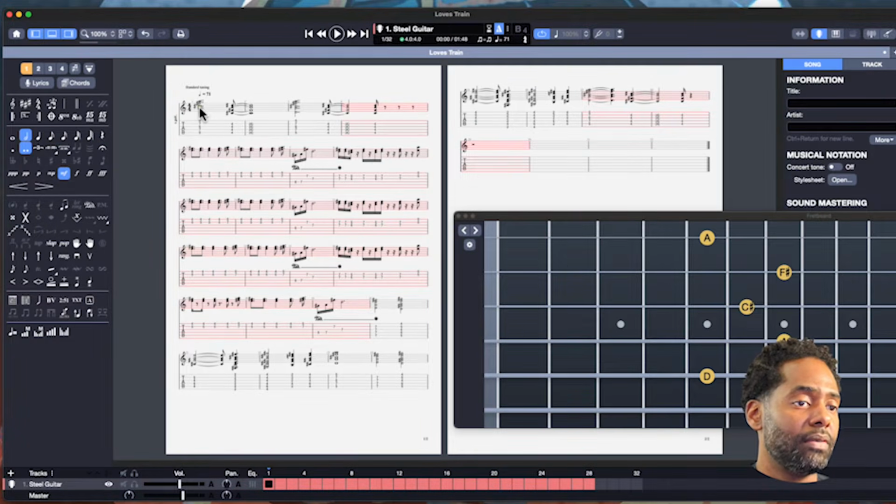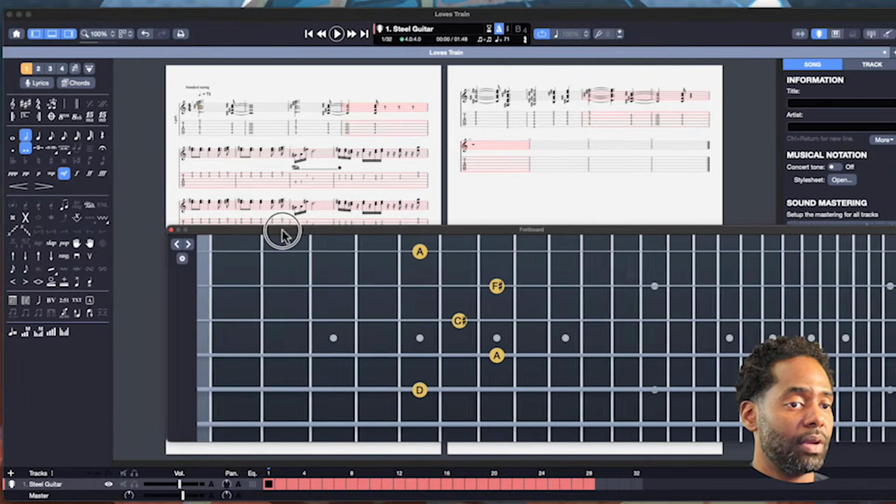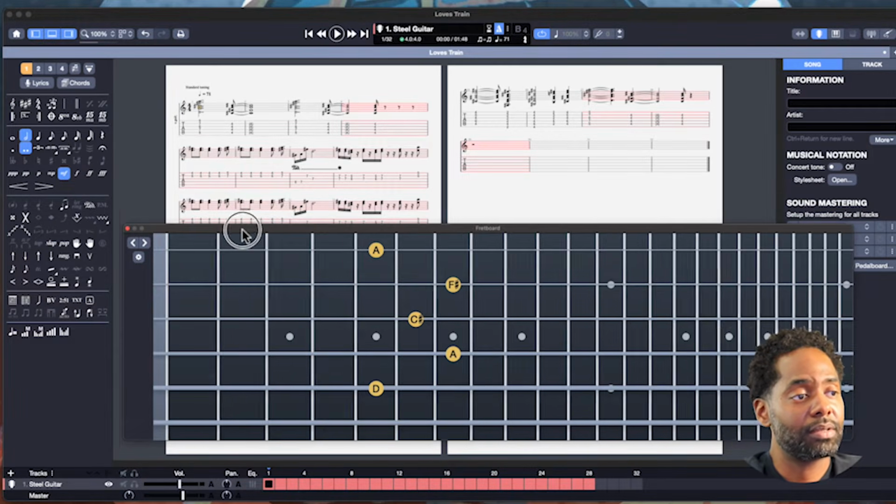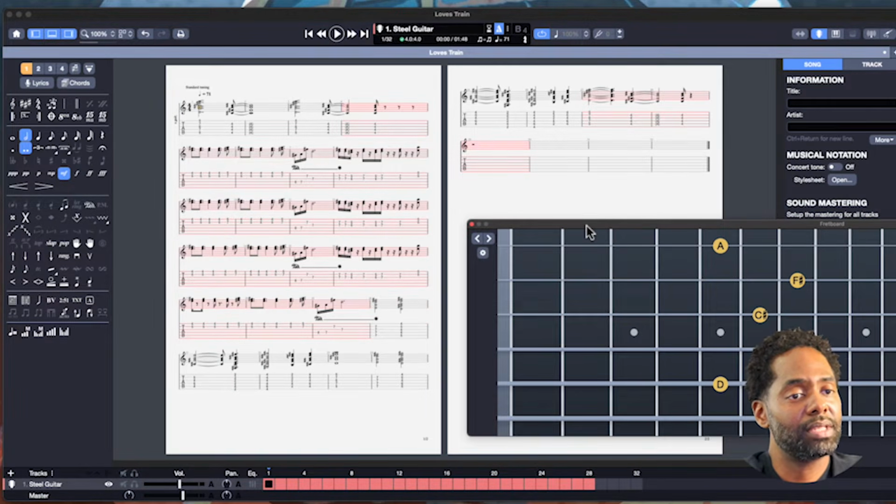Now, for those of you who are learning music, here's the fretboard. I screen record this separately from everything else because some people don't really want to see the notes on the staff. All right, and this actually has notes as well as tabs. Some people get confused with tabs also.